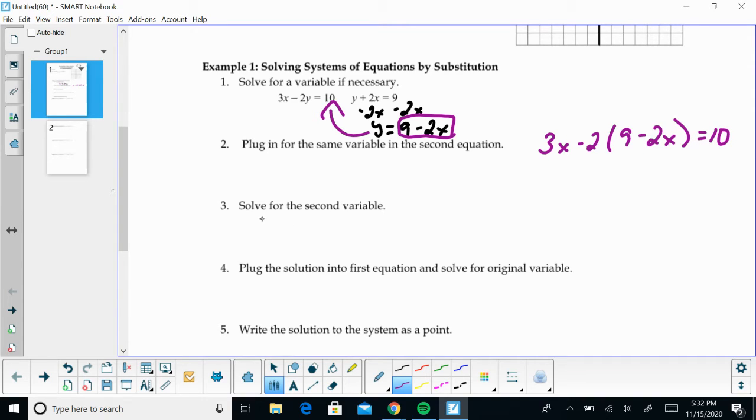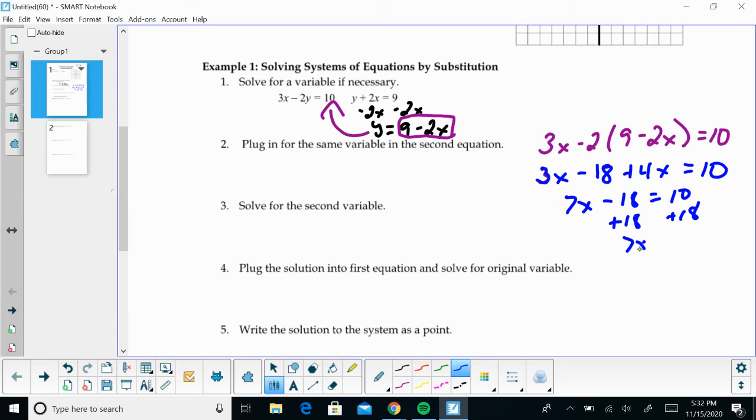Now, step 3, I'm going to solve for the second variable. So we're just going to simplify this down and solve for x. So I'll have 3x minus 18 plus 4x equals 10. So 7x minus 18 equals 10. Now we're going to add 18. 7x equals 28. Dividing by 7, x equals 4. That was step number 3, solving for the second variable.